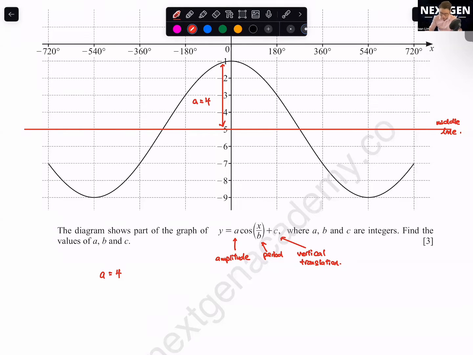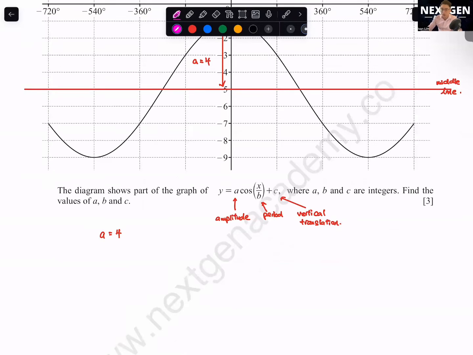Second one, period. What is the formula for the period of a cos graph? Do you remember the formula? Period is equal to 360 degrees over B. But you have to remember that the structure of B is normally like this, cos Bx, right? Not x over B, but we just use it as B just for simplicity's sake first. What is the period?